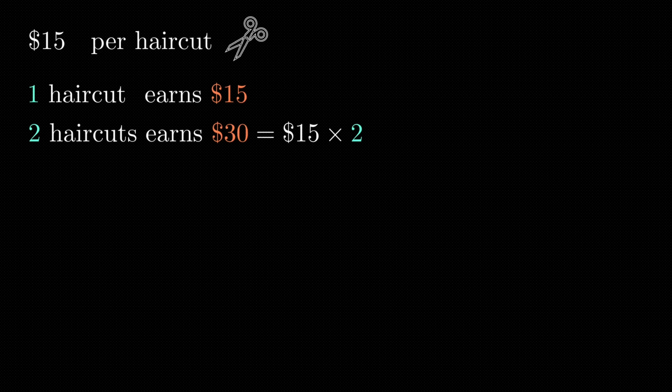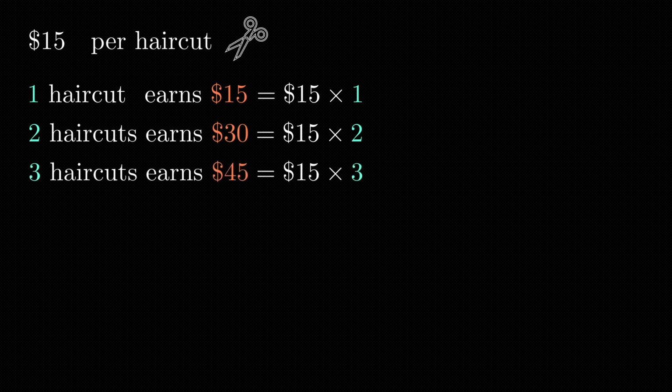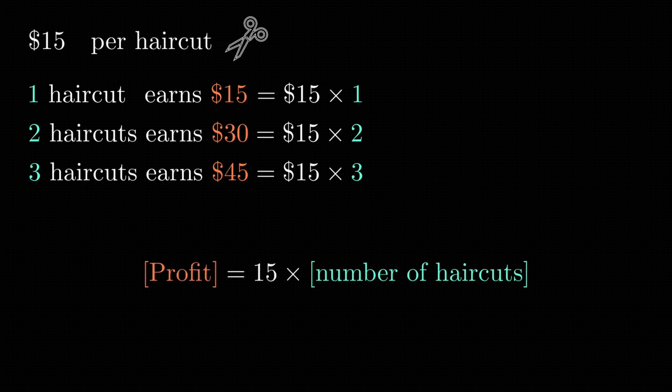And we can also phrase the previous line in terms of a multiplication as well, just 15 times 1. After 3 haircuts, he makes $45. And after 4 haircuts, he makes $60, and you get the idea. To compute his profit, we're just multiplying the number of haircuts that he performs by the amount that he charges for each haircut. In terms of math, we have this equation. Profit is equal to 15 times the number of haircuts.